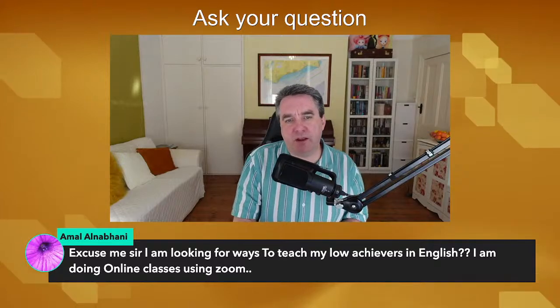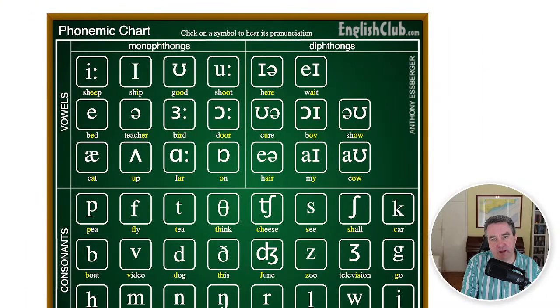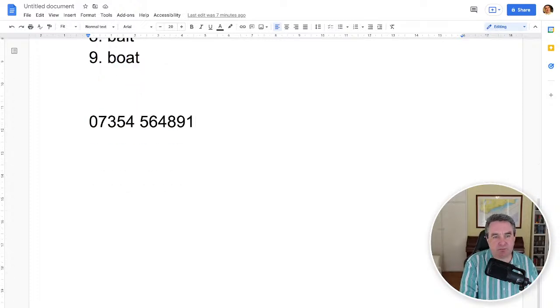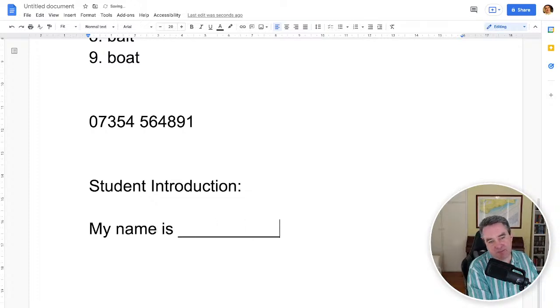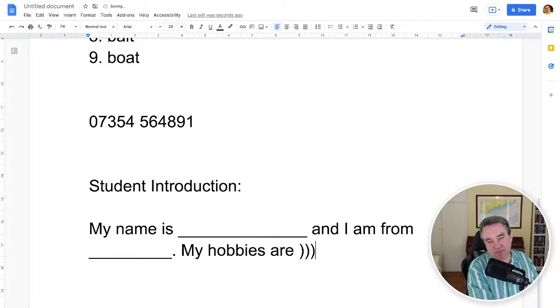So for example, if I go to my page here, and let's go down a little bit. Let's see, can you see that okay? It looks like you can. Okay, so for example, a student introduction, okay? And assuming they know the alphabet, assuming they can read, but they can't really communicate yet, or they can't write much, we need to start from the bare basics when it comes to low-level learners. So, for example, you could say, "My name is," and then have a gap. "And I am from," and then have a gap. "My hobbies are," then you have a gap.